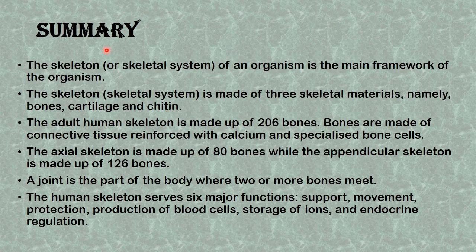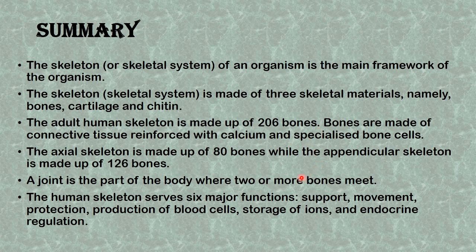Now we have come to the end of today's lesson. Now let's take a quick look at the summary. The skeleton or skeletal system of an organism is the main framework of that organism. The skeleton or skeletal system is made up of 3 skeletal materials: bone, cartilage, and chitin. The adult human skeleton is made up of 206 bones.